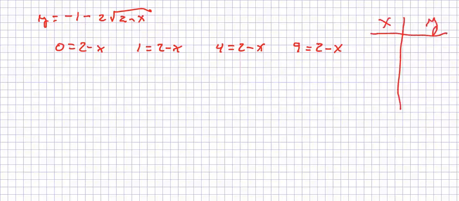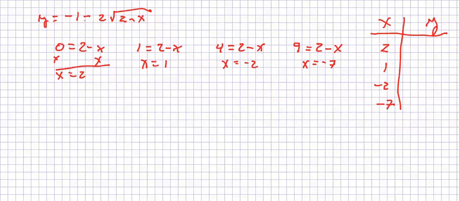This work that I'm writing here, you can do that in your head. There's no reason to show that. All right. So if I add x to both sides, I'd have x equals 2. Add x, subtract 1, I get x equals 1. Add x, subtract 4, I get x equals negative 2. Add x, subtract 9, negative 7. So I have 2, my starting point, 1, negative 2, and negative 7.